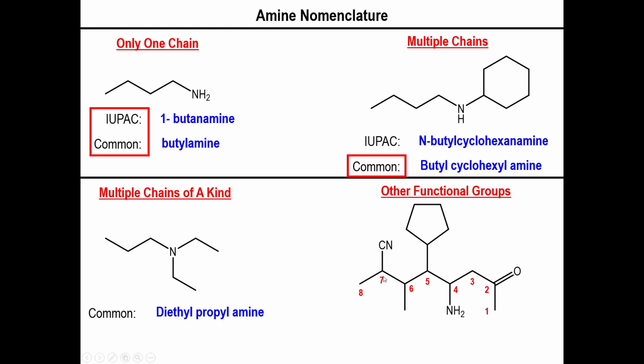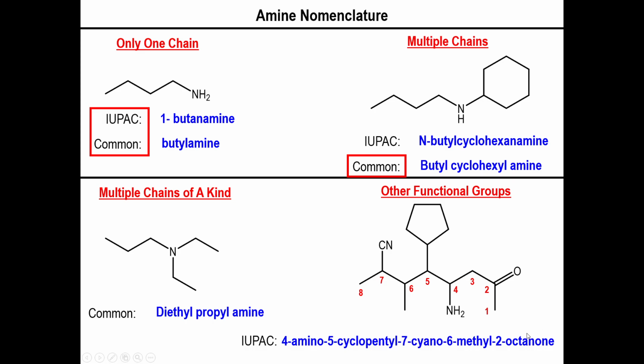So this happens to have a total of 8 carbons in the chain. At position 5 we have cyclopentyl, at position 7 we have cyano, at position 6 we have a methyl, and then at position 4 we have the amino group. And so we basically list them alphabetically. So here it is: 4-amino, 5-cyclopentyl, 7-cyano, 6-methyl, all alphabetically, and then you end up by naming the parent chain, which is 2-octanone.